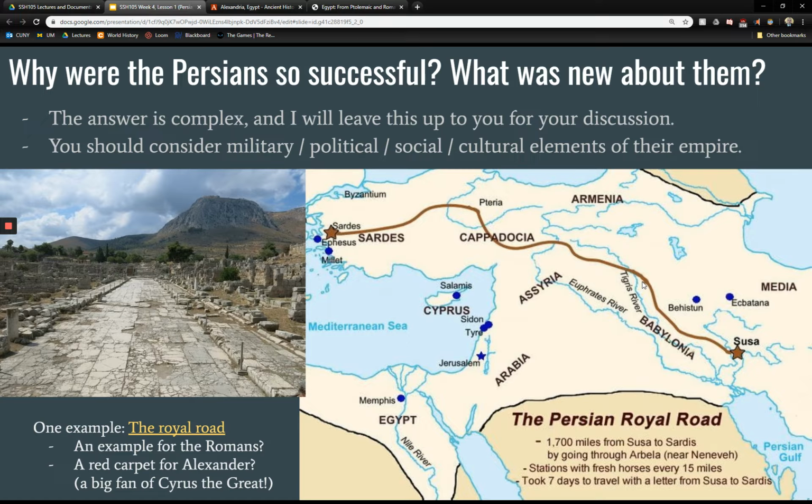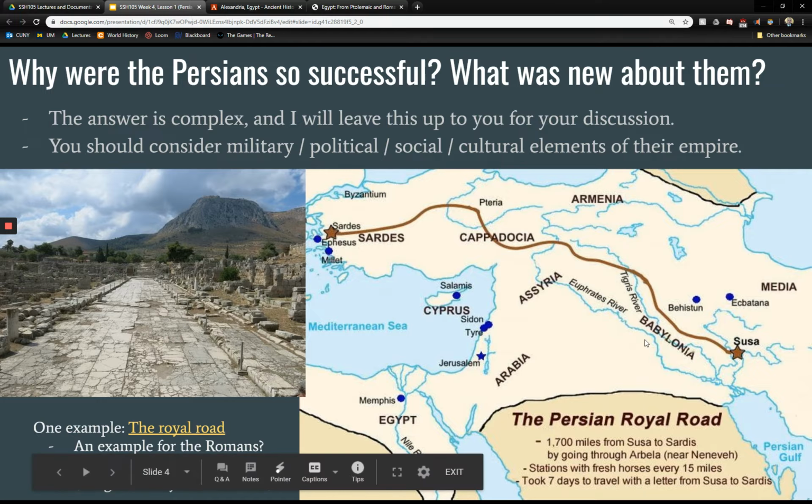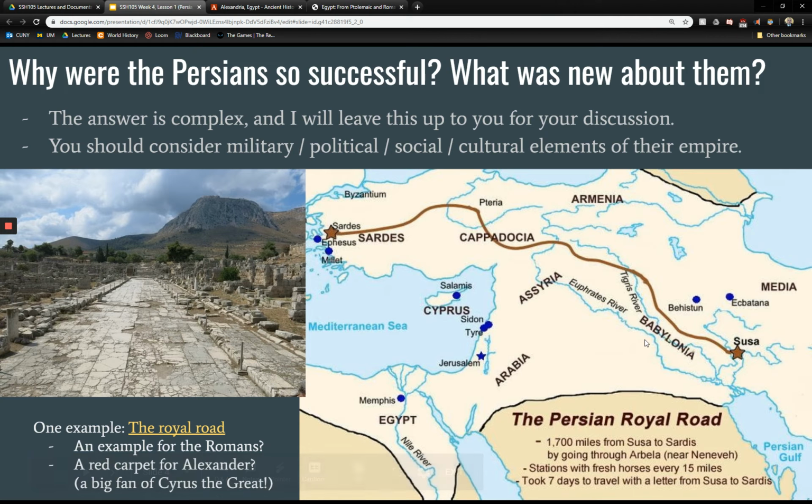And it would take about a week to go across this road if you're moving quickly, if you're not carrying a lot of stuff. And so here, for example, they're talking about with a letter. If you're sending a communication, if you're just traveling without a lot of goods, you could get across the empire in about a week. This is probably part of why the Persians are so successful in creating this large empire, is that traveling throughout it is easier than ever before.